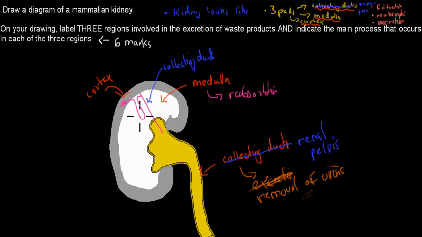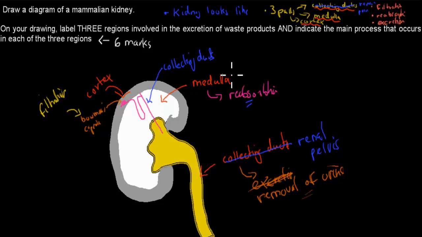The medulla is your loop of Henle, which is this part here, and your proximal and distal tubule. And remember, reabsorption happens at the tubules and at the loop of Henle. And we have our cortex left. And the cortex was where our Bowman's capsule was. So this was the Bowman's capsule. It was in our cortex. And remember what happens in a Bowman's capsule? We have reabsorption, not reabsorption, but filtration. Filtration happens at our Bowman's capsule.